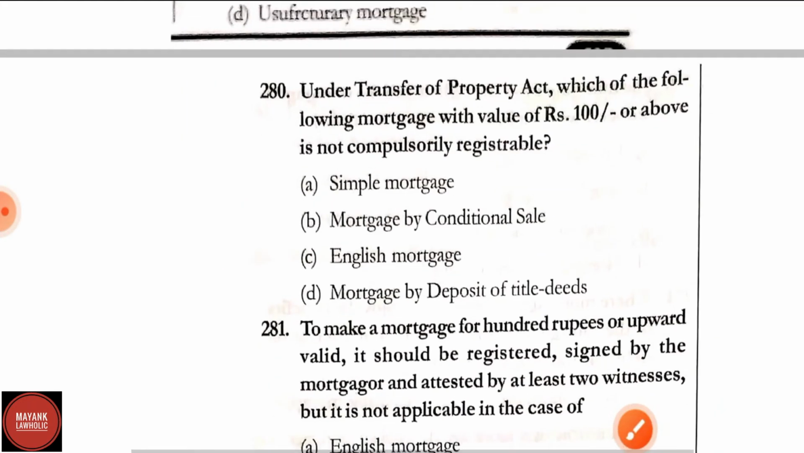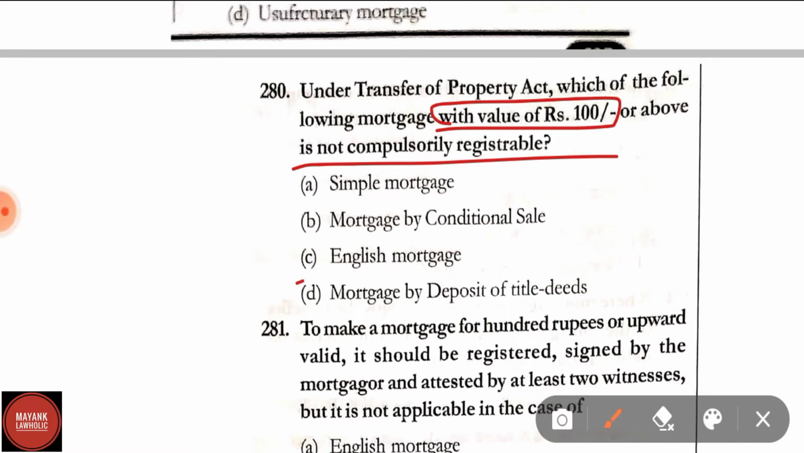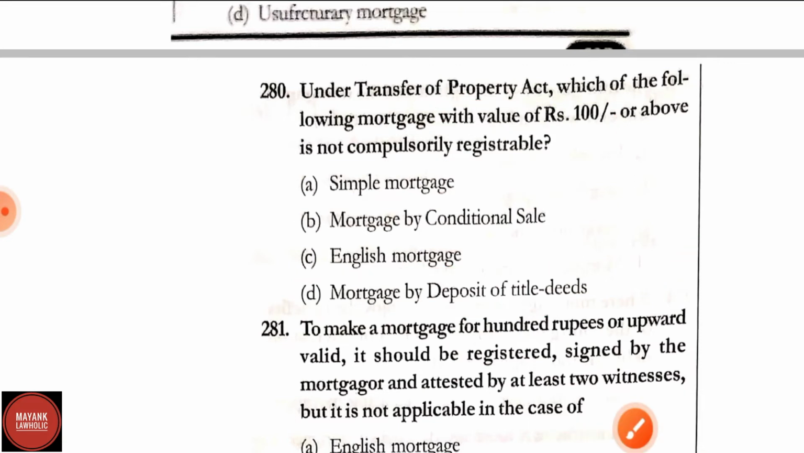Question number 280. Under TPA, which of the following mortgages with value of rupees 100 or above is not compulsorily registrable? Options are simple mortgage, mortgage by conditional sale, English mortgage, mortgage by deposit of title deeds. Correct answer is option D, that is mortgage by deposit of title deeds.